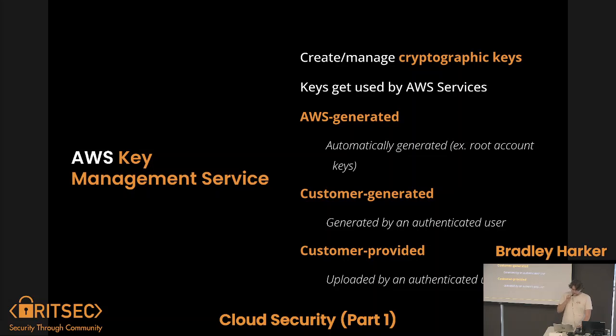So there are AWS generated keys. These are automatically generated by AWS. For example, the keys for the root account will be automatically generated for you by AWS. You have to download those at time of creation. Otherwise, they're lost forever. There are customer generated keys. So you can click generate a key for me in AWS. That means that you requested an additional key. And then there's also customer provided. If you have an existing key that you want to upload, you can upload that to AWS.